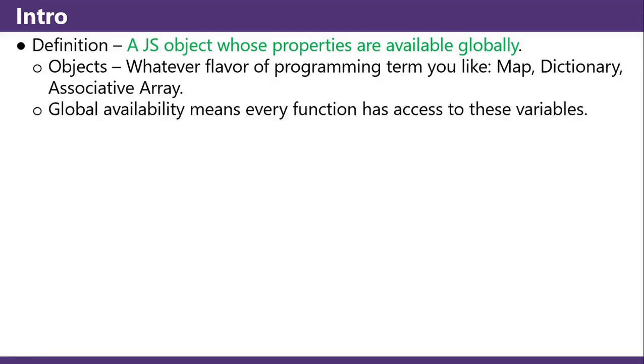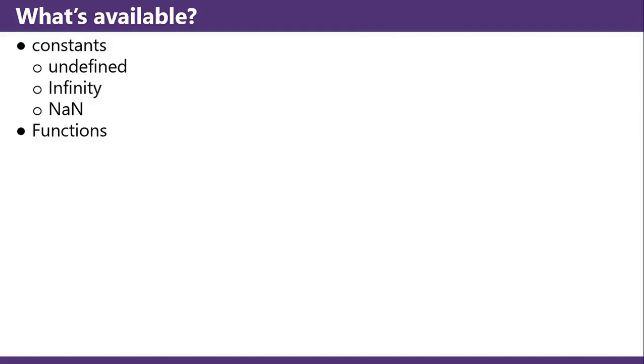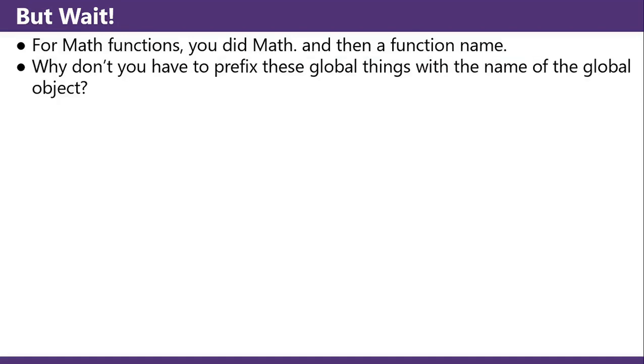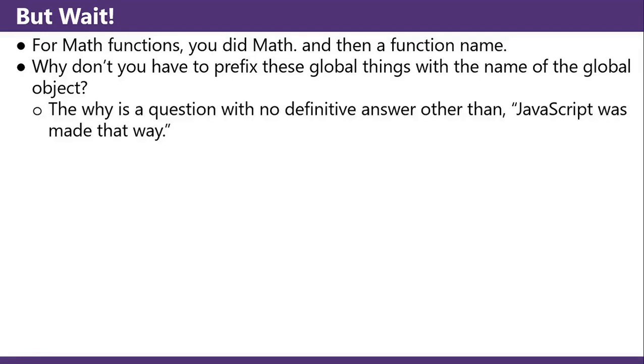Global availability means every function has access to these variables. What's available? Constants like undefined, Infinity, NaN, functions like parseInt, isNaN, String, Object. But wait! For math functions you did Math dot and then a function name. Why don't you have to prefix these global things with the name of the global object? The why is a question with no definitive answer other than JavaScript was made that way.